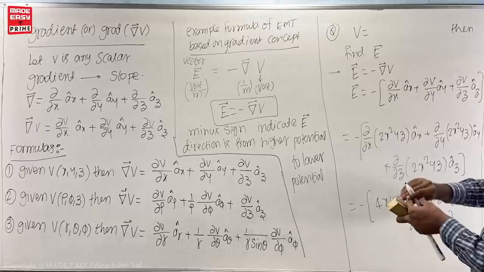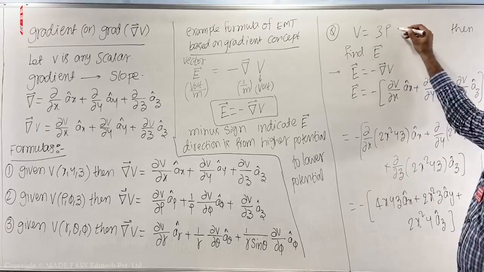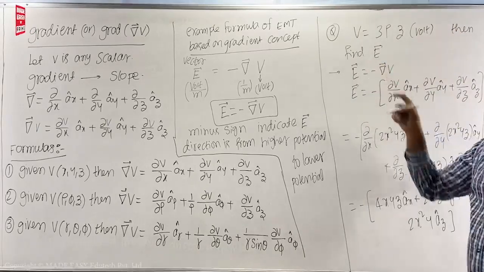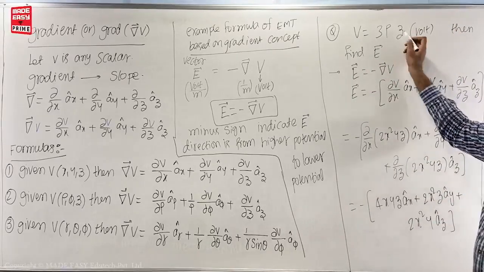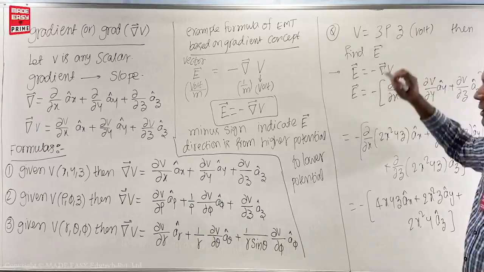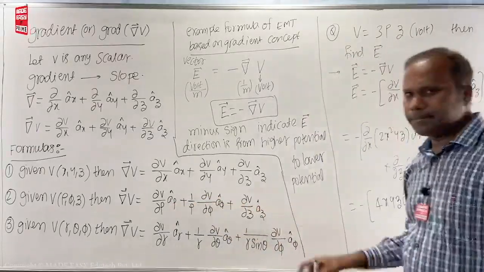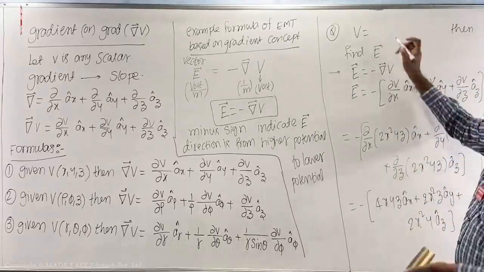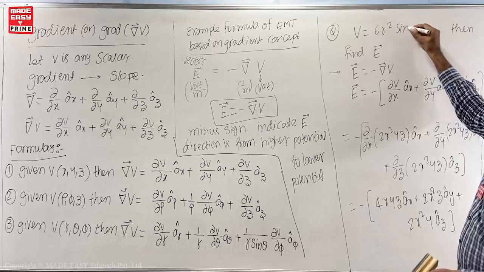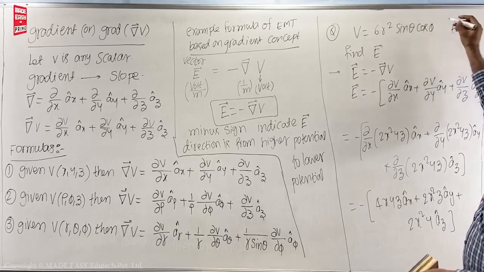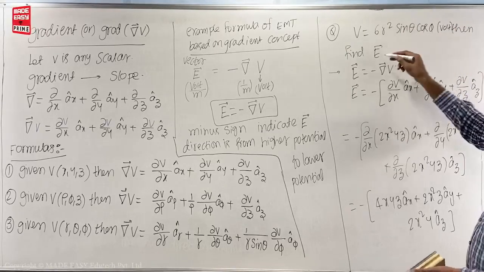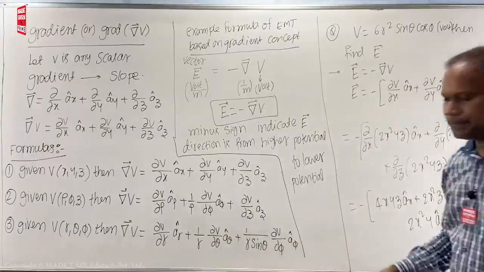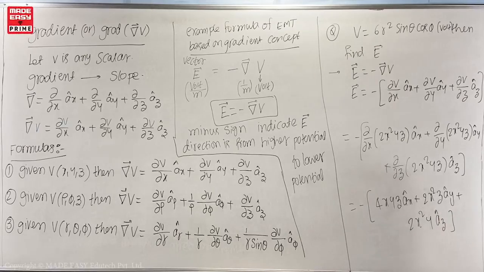Like this, for example, in an exam question, if they give V is equal to 3 rho z volts, then find E. So rho, phi, z, phi is not there, but of course rho z means that is the cylindrical system. You have to use this formula. Then similarly in an exam question, 6r square sin theta cos phi volt is given, then find E. Then in place of grad V you have to use this formula like that. Okay.